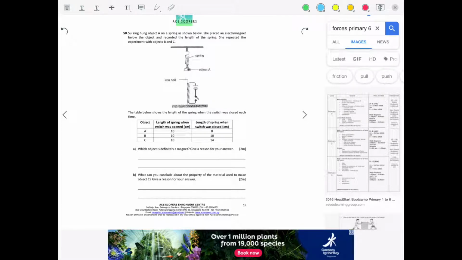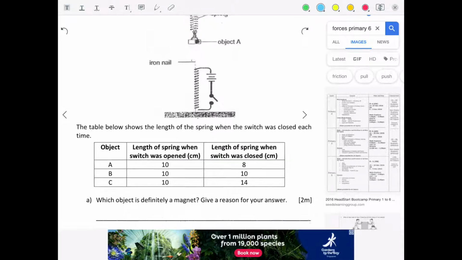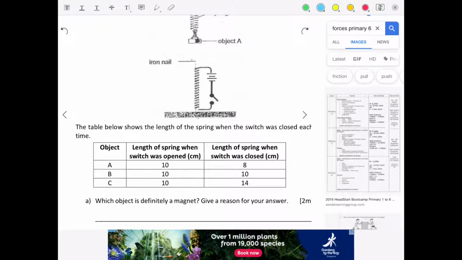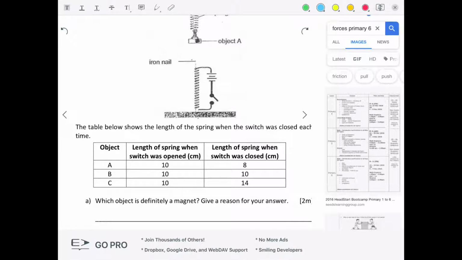Next. Which object is definitely a magnet? Magnetic force is also a force, correct? Now, how do you test whether something is a magnet? What's the most conclusive test? There's only one way to confirm something is a magnet. It must repel. If it attracts, does it mean it's a magnet? No, because it can be a piece of metal. But only magnets repel. You can remember this one: only magnets repel. So which one shows it repelling?